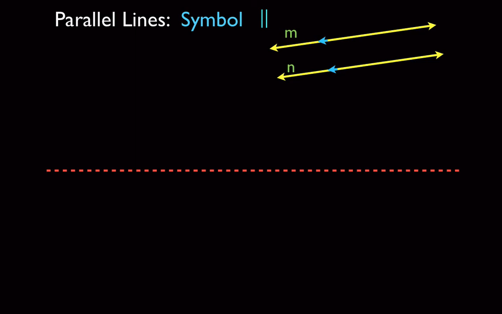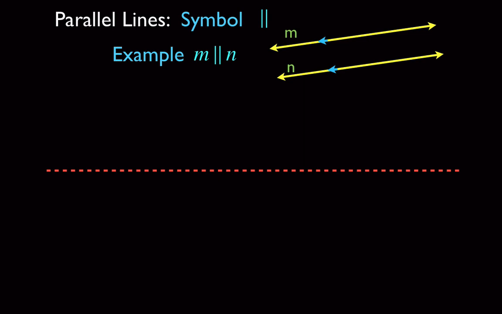Now here, each line has been labeled with a single letter, lowercase M and N, because it's almost like a side. Now to say those are parallel, all I'm going to do is put M is parallel to N. So you can kind of see it's almost like in between, but then also down a little bit.